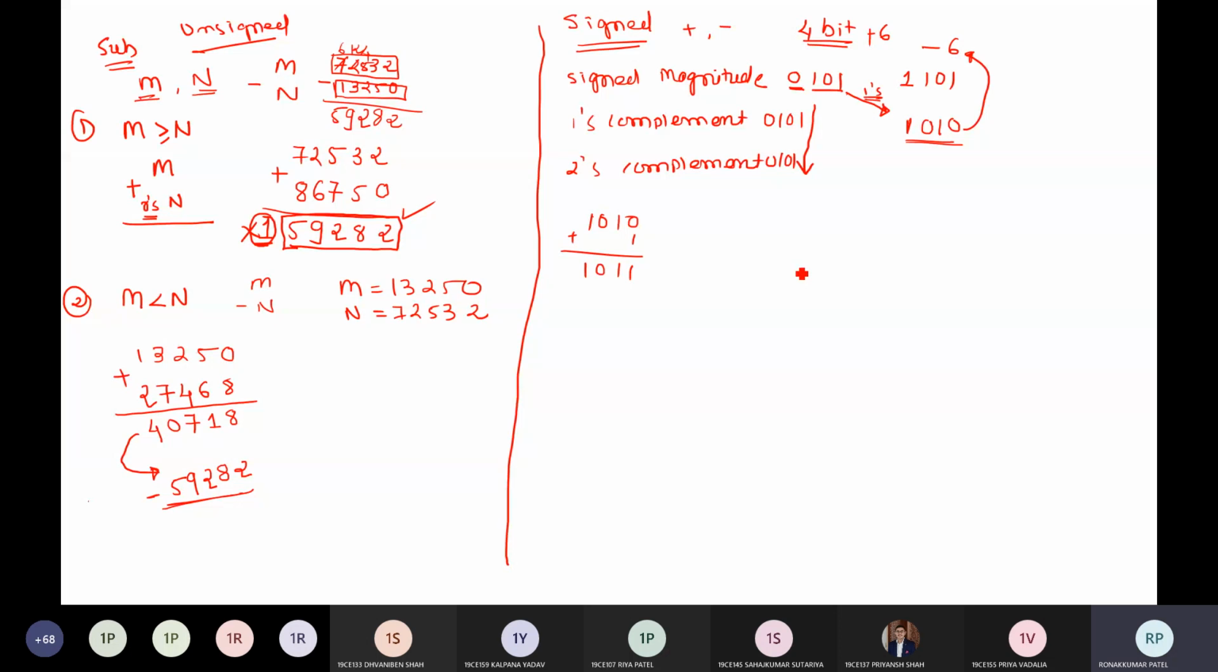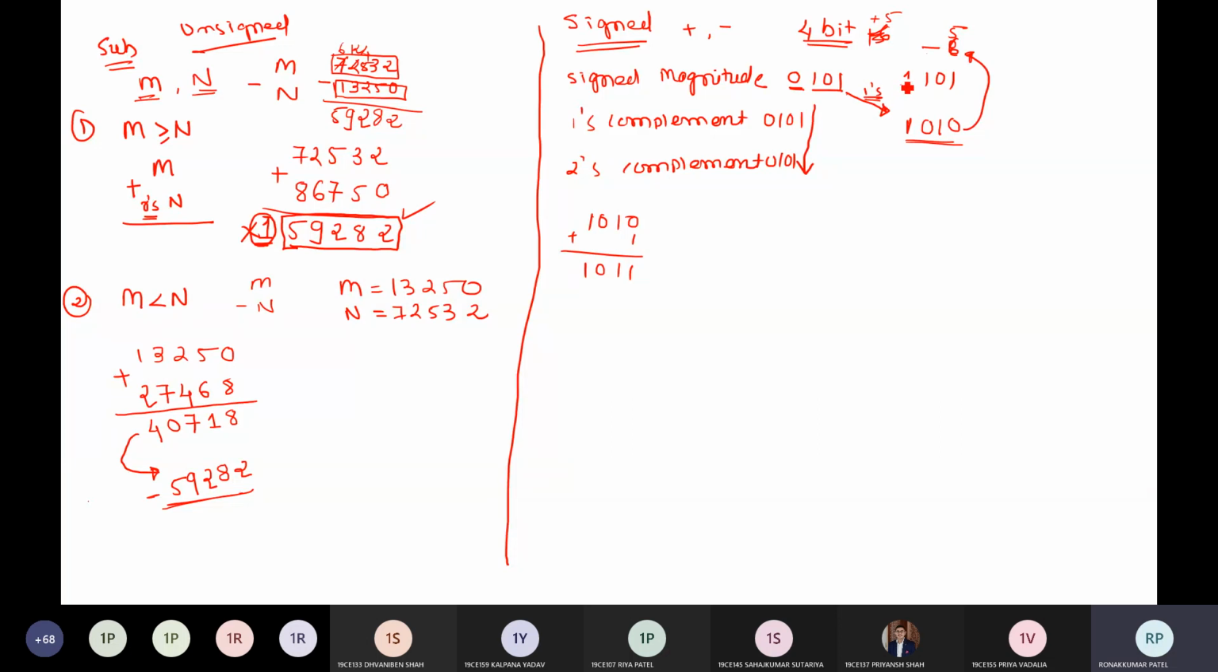Alright. So that will be 101. This is 5, not 6. So what we are doing, we are representing plus 5. And this is for 5, minus 5, not 6. 6 is 110. Right?